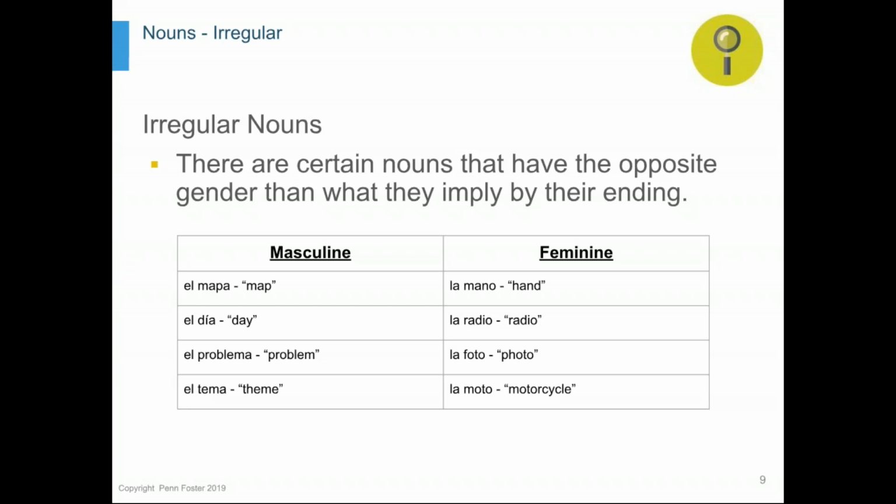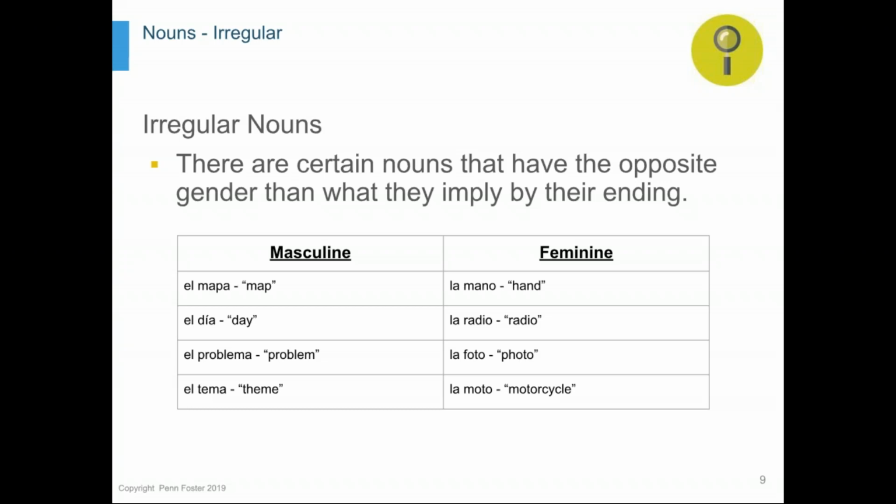Not all that common, but some do exist, and there are about 8 examples on your slide right now. If you notice on the left side, all of these nouns that are considered masculine look to be feminine. They end in A, but in fact they are considered masculine. So articles, adjectives, etc. that agree with them must also be masculine. Therefore, a word like el would precede mapa or día, problema or tema. Little unusual, but that's why they are irregular and not regular like the ones we saw previously.